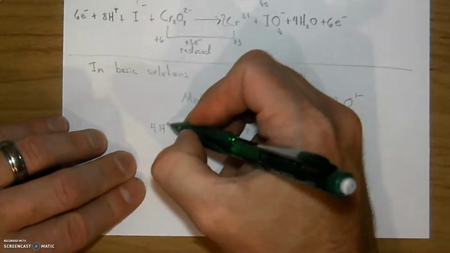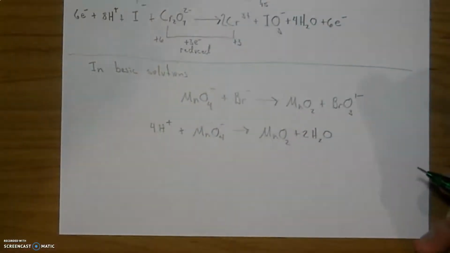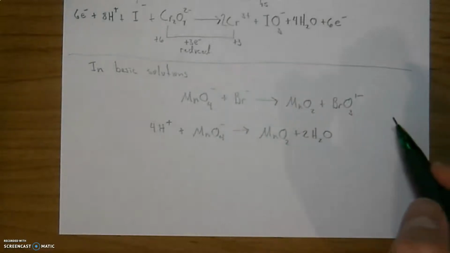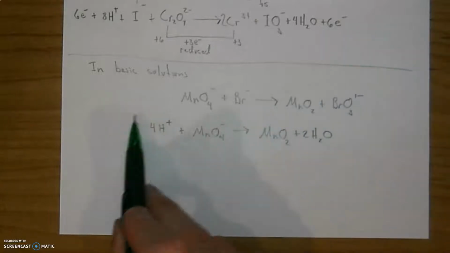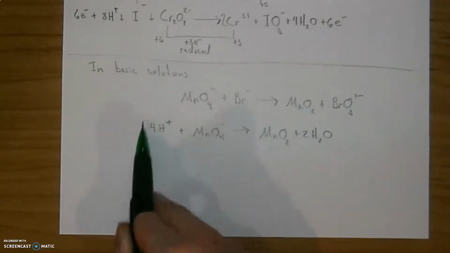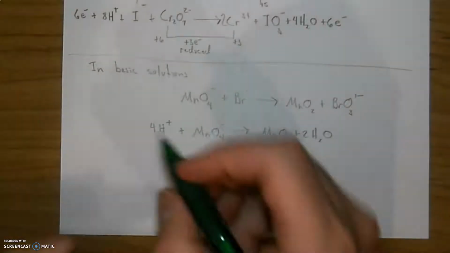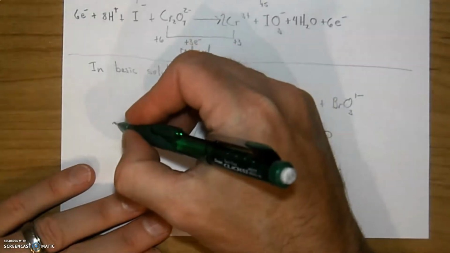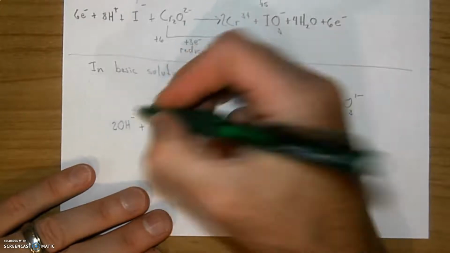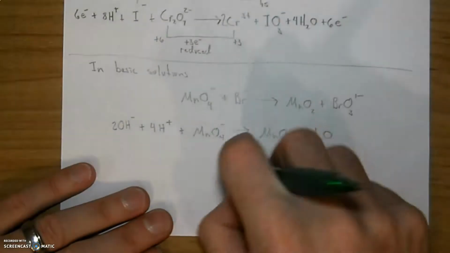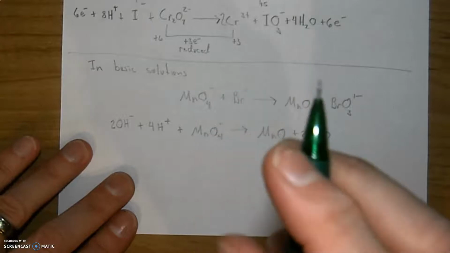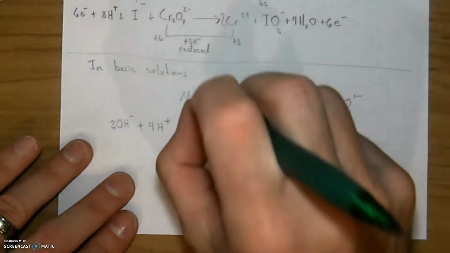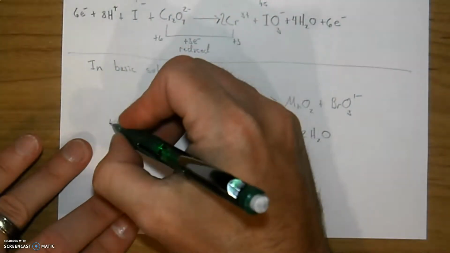4 H pluses. But I said this needs to be in a basic solution. So this is going to be the first example that we're going to see this change. If this needs to be in a basic solution, I'm going to neutralize all of these hydrogen ions with equal amounts of hydroxide ions. Now in doing so with that, I have to put an equal amount in here, and of course that is not an equal amount. So if I have 4, I need to have 4.